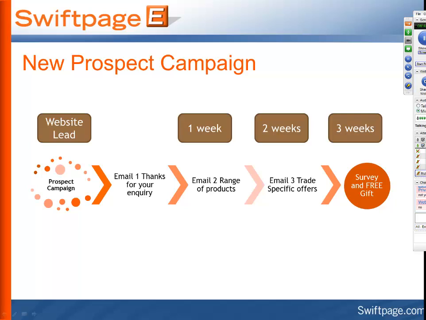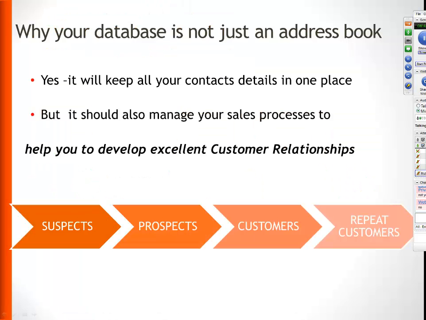And there's an example of one there, prospect one. So somebody fills out their details. It's a website lead. They might have 1 email, thanks for your inquiry. Email 2, this is our range of products. Email 3 might be a specific trade offer for you. And then at the end, here's, take our survey. We'd love to know what you think. And here's a free gift. So it's a sample one there.